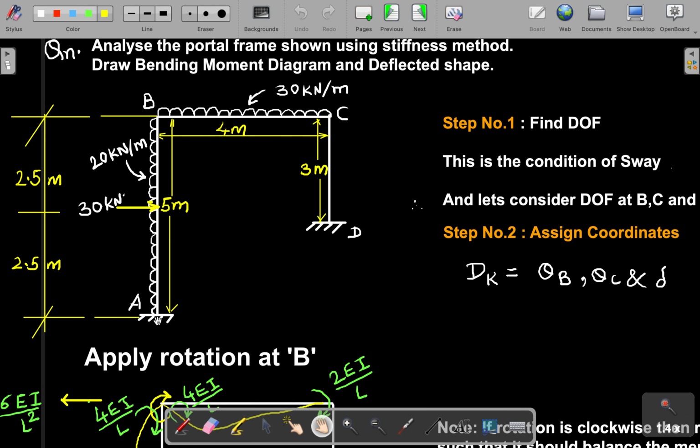You can see that ends A and D are fixed, right? There is a swaying case. Swaying means this can tilt in one direction. So where is the degree of freedom? There will be rotation at B, rotation at C, and swaying as well. The condition says the swaying amount is the same. So we say rotation theta B at point B, theta C at point C, and delta, whatever the swaying, that value is the same.